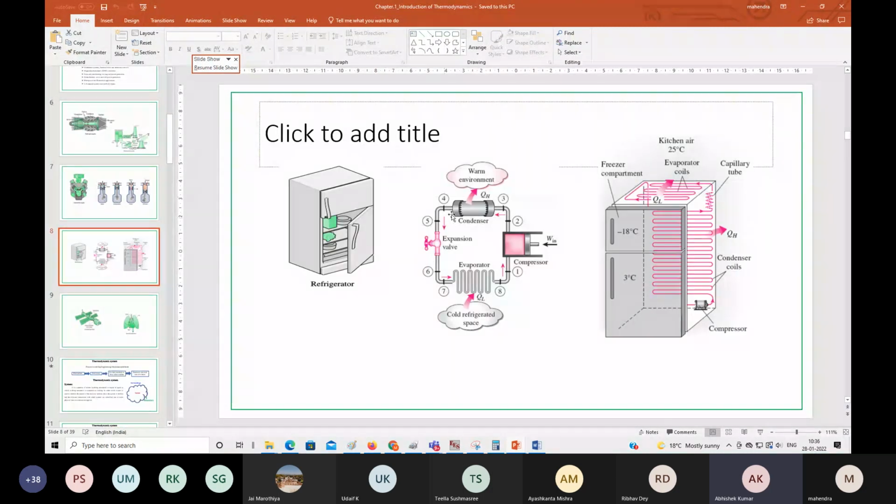This is right. Are you able to see this slide? I have changed the slide. Can anyone please confirm? Yes, sir. Yes, sir. Okay.